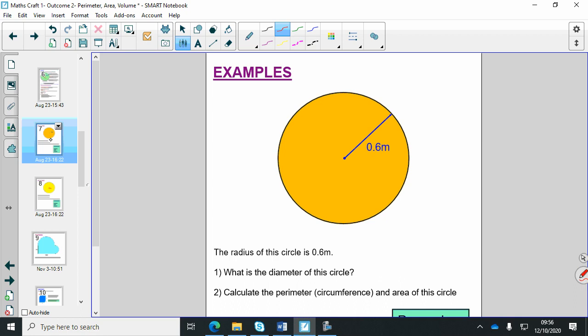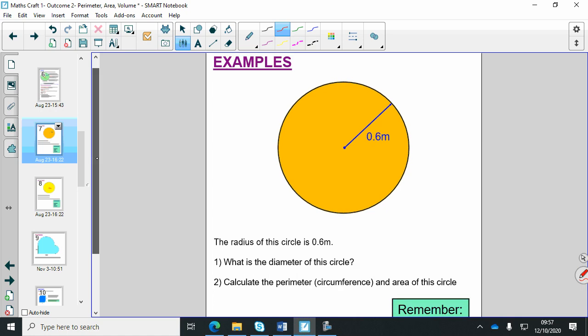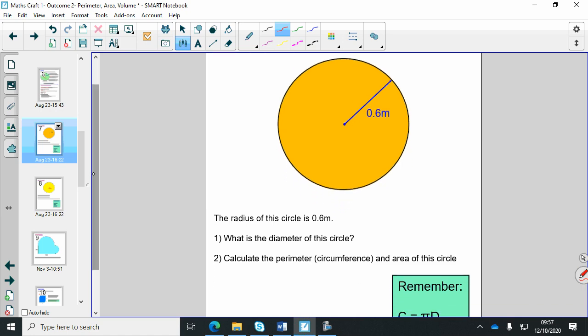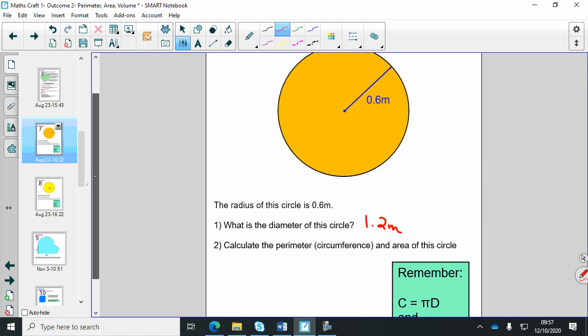So a couple of examples. The radius of this circle is 0.6 meters. So firstly, what is the diameter of the circle? Remember, the diameter is all the way across the middle. So the diameter is going to be 1.2 meters. That's going to be useful. So calculate the circumference and the area of this circle.